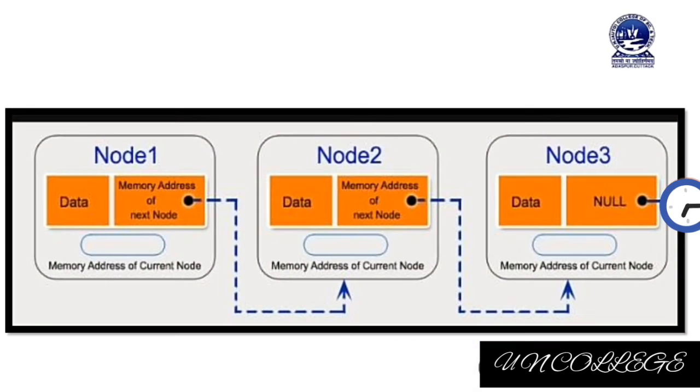Now we will discuss the diagrammatic representation of a linked list. In this diagram it is clearly visible that there are three nodes. Here node 1 stores the address of node 2 and node 2 stores the address of node 3. Suppose after the creation of node 3 we don't want to create any other node, then in that case the address part of node 3 will contain null. It is a very simple diagrammatic representation of a single linked list.